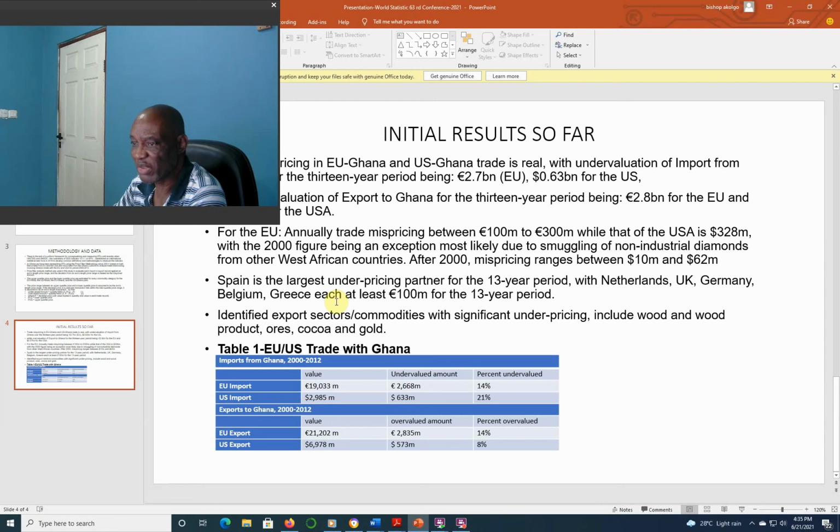Therefore, within the 13-year period, EU imports were about 14% undervalued, while US imports were about 21% undervalued. In the case of exports to Ghana, EU exports were 40% undervalued, and US exports were 8% undervalued.